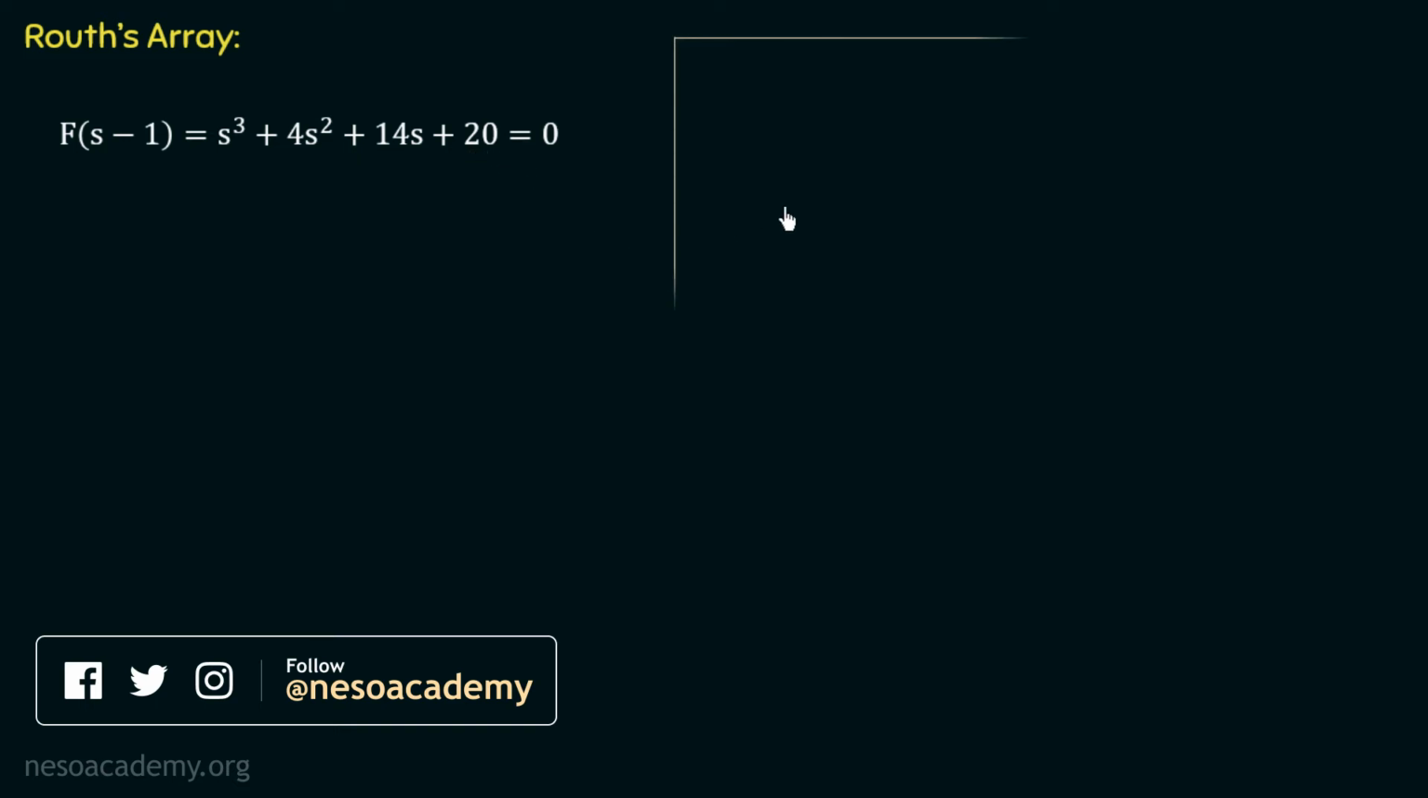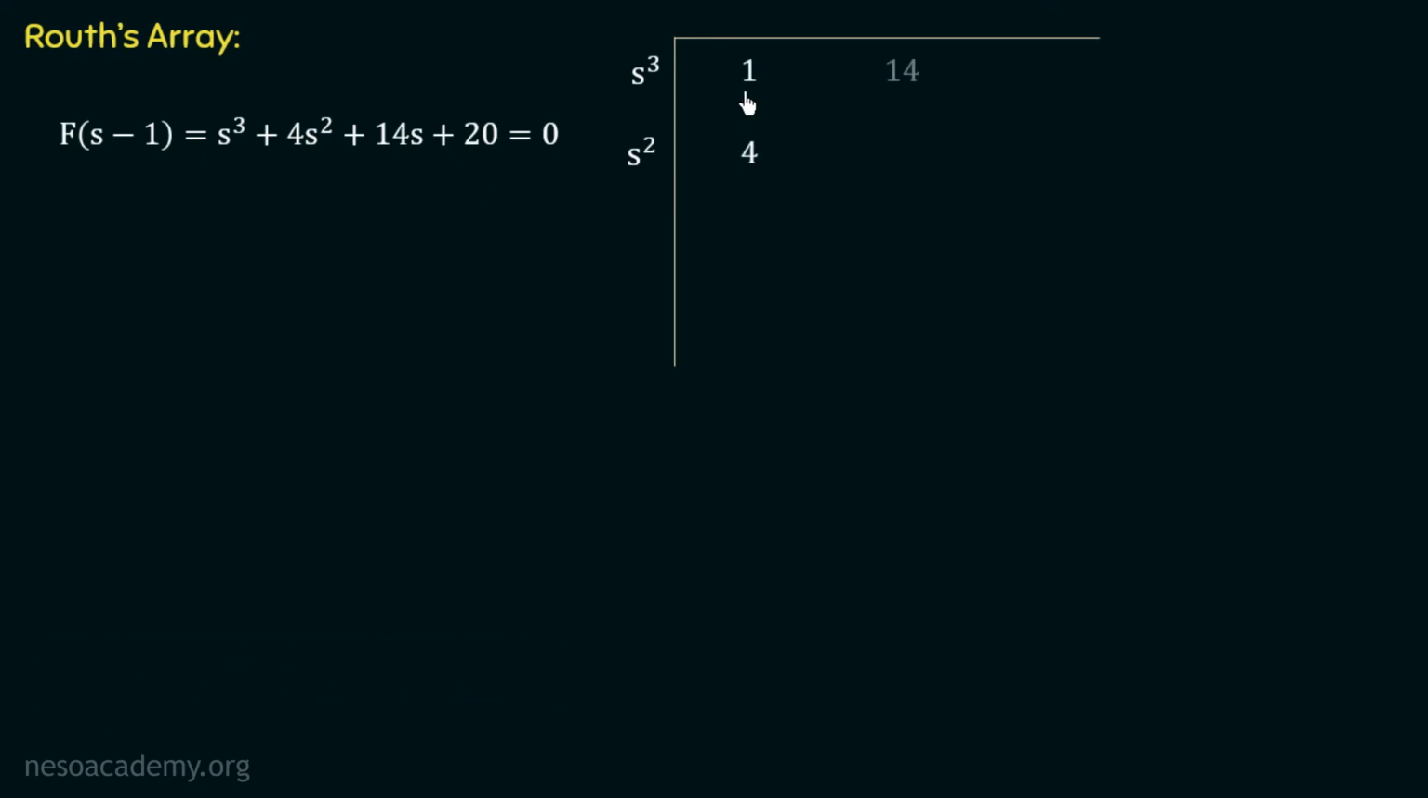So let us form the Routh table and we will have the highest power of s and the subsequent power of s. Now we can fill these two rows by using the coefficients of this characteristic equation. We know the coefficients are 1, 4, 14 and 20. So we can fill them like this: 1, 4, 14 and 20. And rest all the coefficients will be 0.